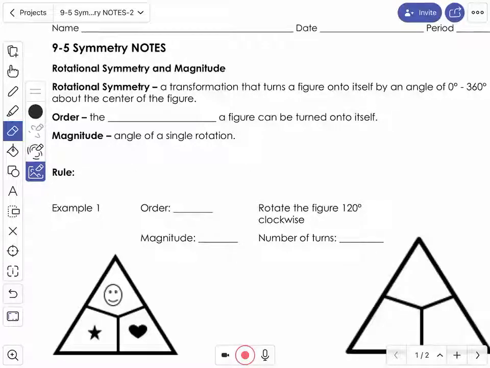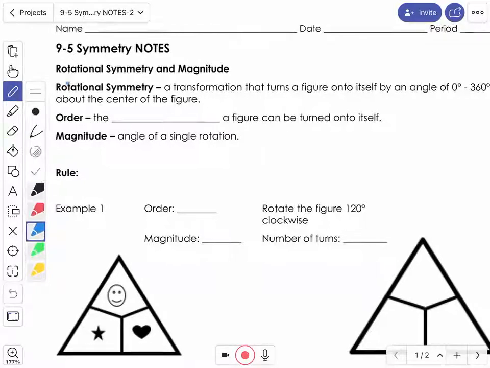All right, hi everyone. We're looking at our next topic in the transformations unit. This time we're looking at rotational symmetry. Now, specifically, rotational symmetry is a type of transformation that turns a figure onto itself by some angle between 0 and 360 degrees. And we are going to be turning these about the center of the figure.